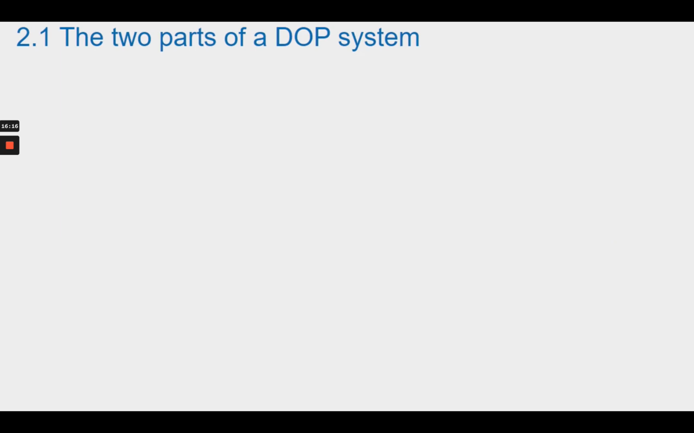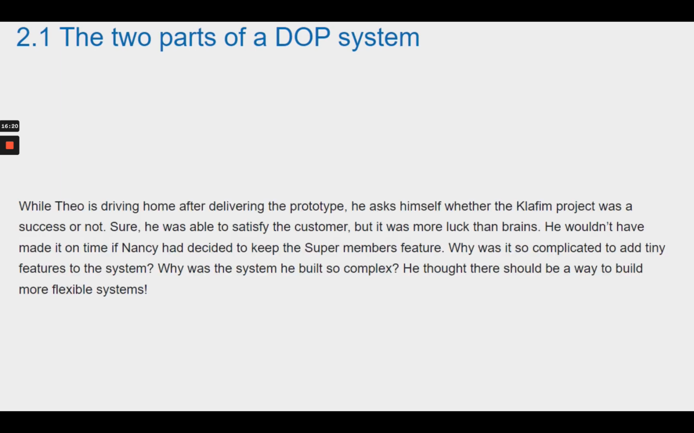Section 2.1. The two parts of a DOP system. While Theo is driving home after delivering the prototype, he asks himself whether the Claphem project was a success or not. Sure, he was able to satisfy the customer, but it was more luck than brains. He wouldn't have made it on time if Nancy had decided to keep the super members feature. Why was it so complicated to add tiny features to the system?